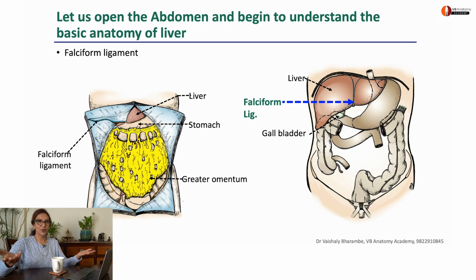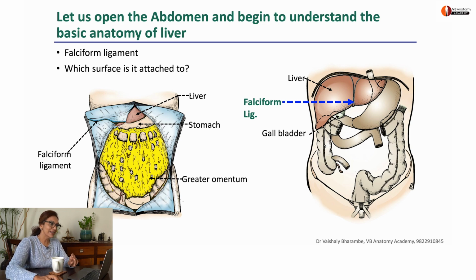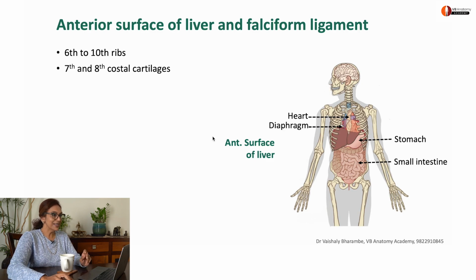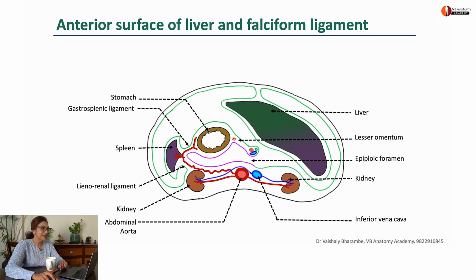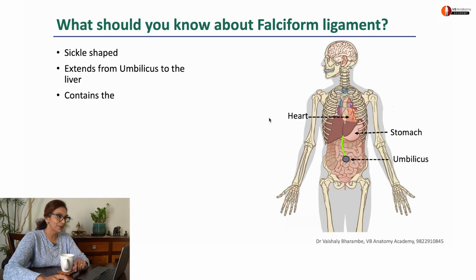So now let's open the abdomen. When you open the abdomen, what do you see? You see that there is a falciform ligament that is extending from the abdominal wall to the liver. You can see it attaching itself to which surface of liver? Anterior surface of liver. So this anterior surface is covered by 6 to 10th ribs, 7 to 8 costal cartilages. This is the transverse section. You can see how the falciform ligament is getting attached to the liver.